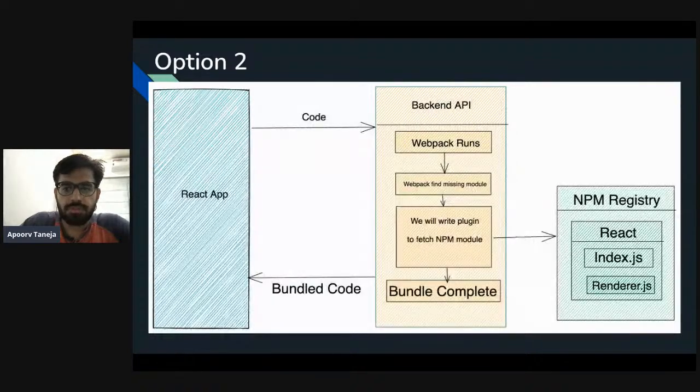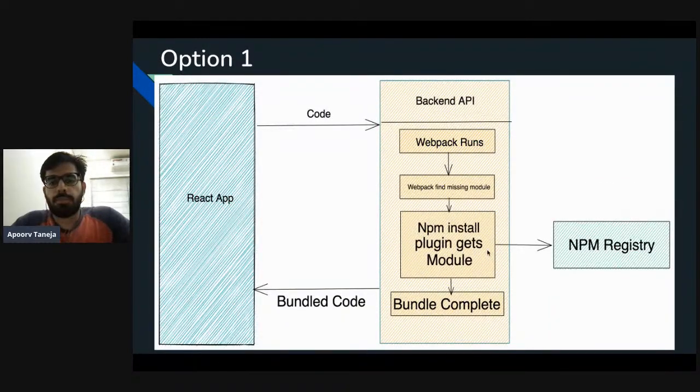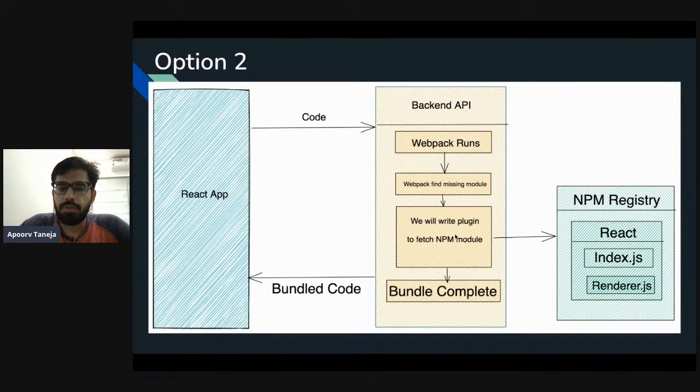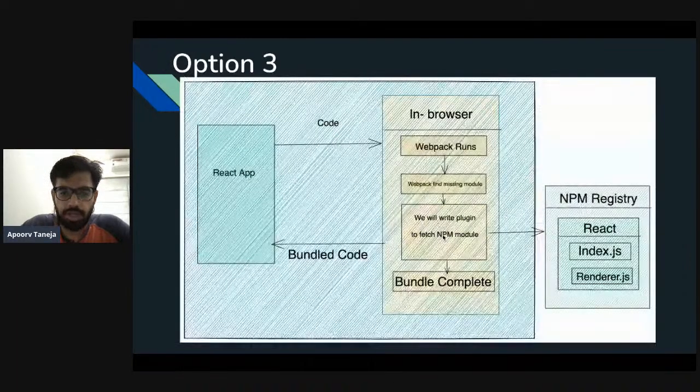And the second option is exactly the same as approach one, but the only difference we see is in step three. If we look back, in this, we tell Webpack to fetch the modules which are missing and store them in a hard drive and then use them to bundle the code and send back the bundled code. This is the first approach. But in the second one, we are telling Webpack, hey, don't store all the npm modules which you're coming across in a hard disk. Instead, we'll give you a plugin.